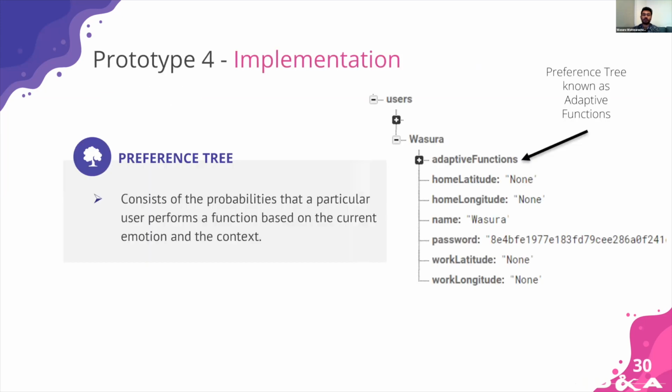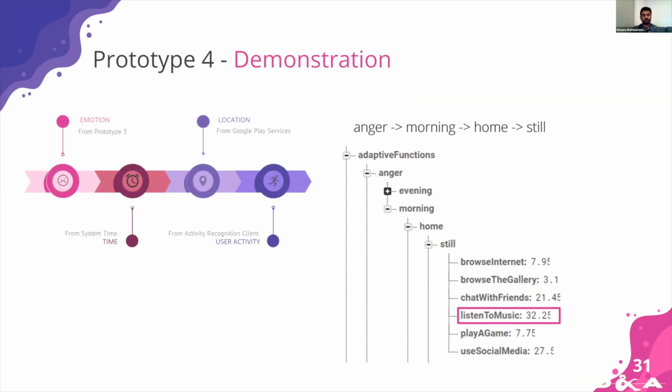So we implemented prototype 4 using a preference tree. It is a tree which consists of probabilities that a particular user performs a function based on the current user and the emotion. If I give you an example, if we consider this, here the emotion, time, location, and user activity can be traversed through the preference tree branch, so that the system will suggest the function which has the highest probability. As shown here, that will be listening to music in this scenario.